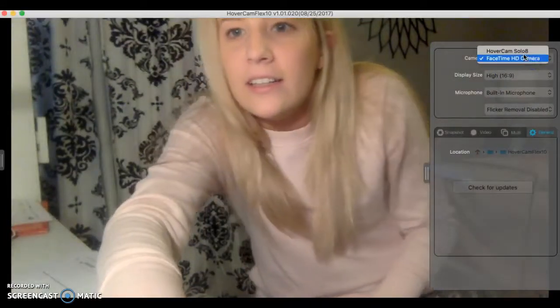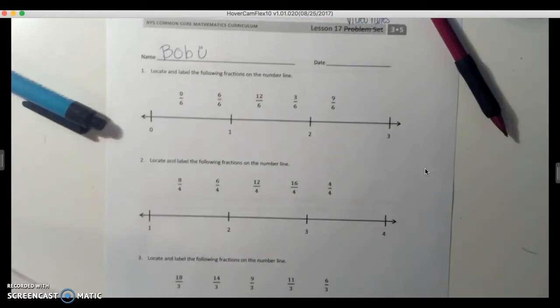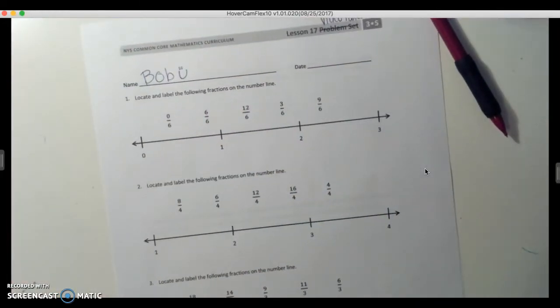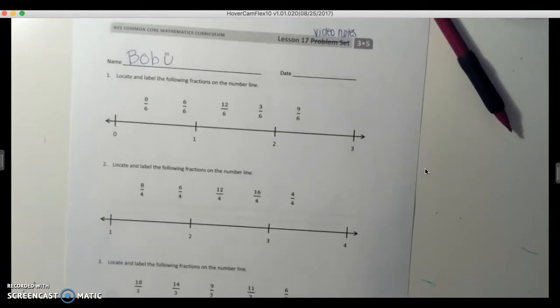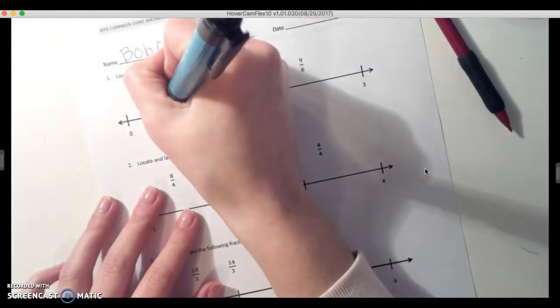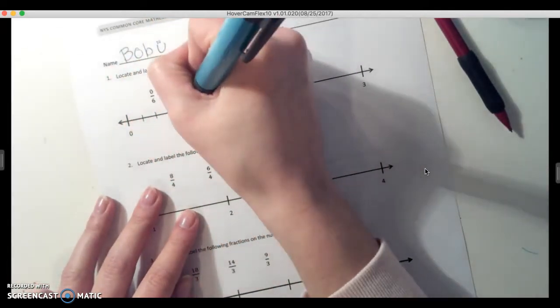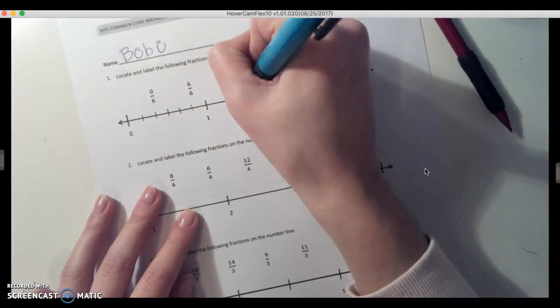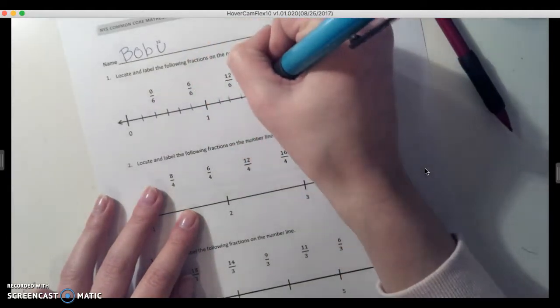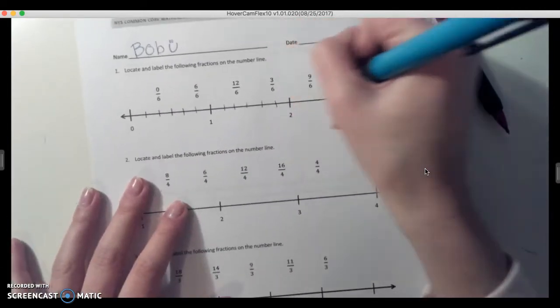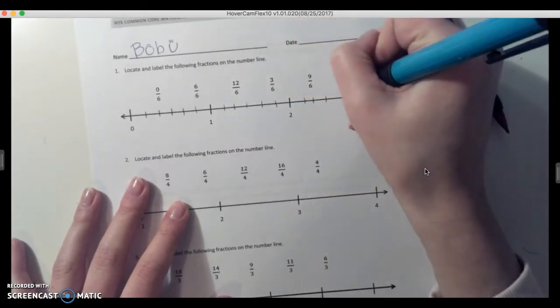Alright, let's move into lesson 17 video notes. We have our Bob here. For number 1, we are going to locate and label the following fractions on the number line. It looks like we're going to be splitting each whole into 6. So 1, 2, 3, 4, 5, 6. 1, 2, 3. There you go. There's my 6. And one more time.